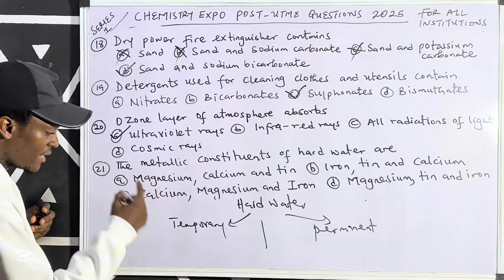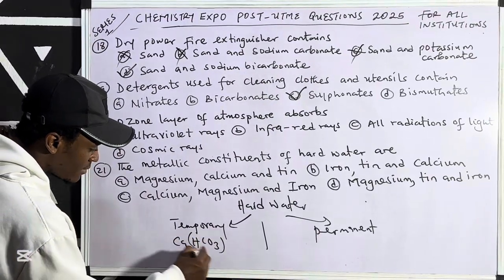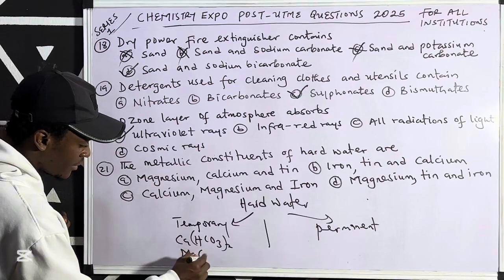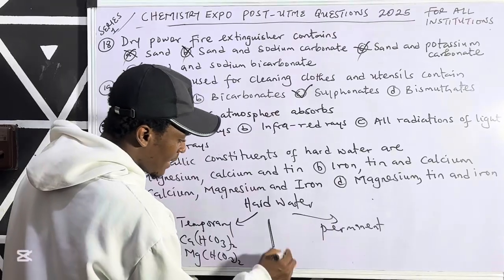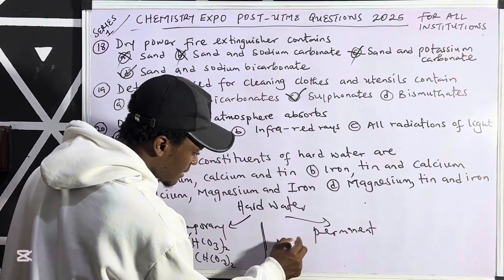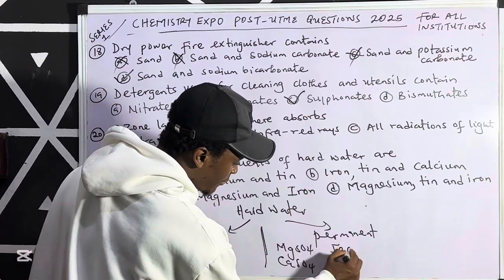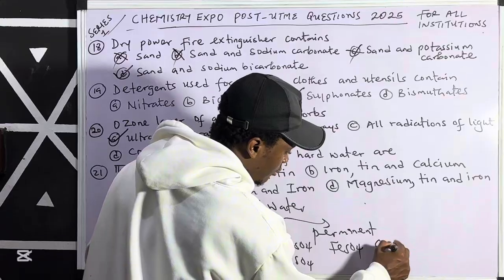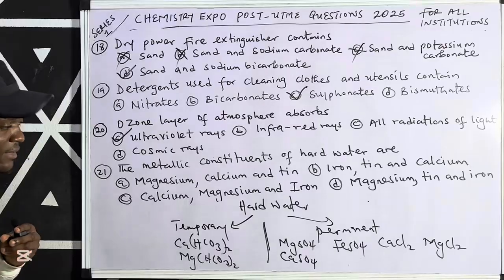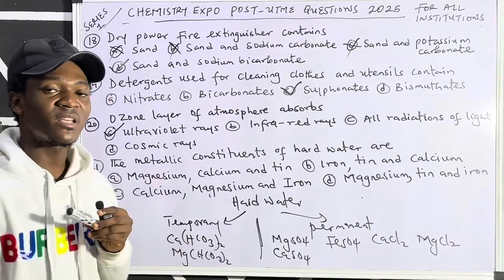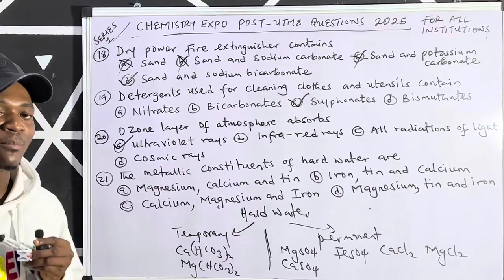Temporary hardness is caused by these salt compounds: calcium hydrogen carbonate and magnesium hydrogen carbonate. The ones that cause permanent hardness are magnesium sulfate, calcium sulfate, iron sulfate, calcium chloride, and magnesium chloride. So these are the different causative agents that can result in the formation of permanent as well as temporary hardness.